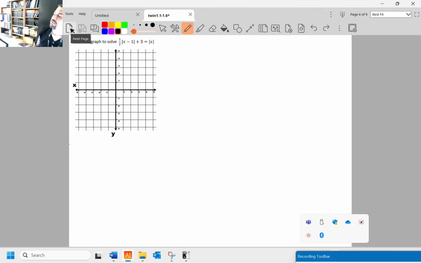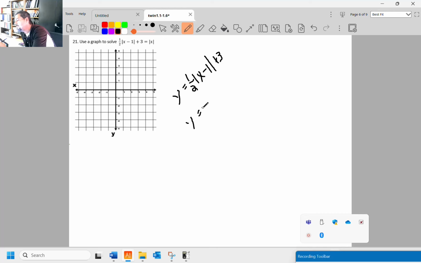Moving forward, use the graph to solve 1/2 the absolute value of x minus 1 plus 3 is equal to the absolute value of x. Now remember, you do these things separately. You have two equations. One of them is y equals 1/2 the absolute value of x minus 1 plus 3, and the other one's y equals the absolute value of x, which happens to be the mom function. So let's do the easy one first, which is the absolute value of x. Lots of dots because we want nice intersections, right?